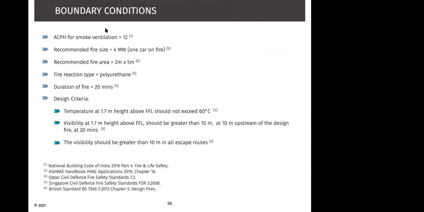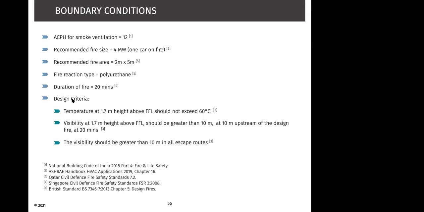As for boundary conditions, the ACPH provided for fire simulation is 12. The recommended fire size, like we spoke about earlier, is 4 megawatt, 1 car on fire. The recommended fire area is 2 meter by 5 meter. The reaction type is polyurethane. We consider a duration of 20 minutes for fire.